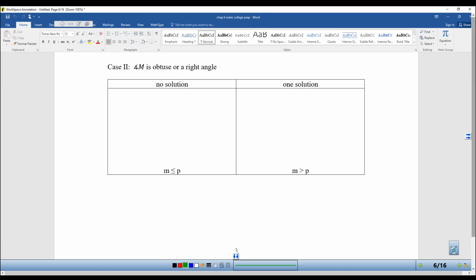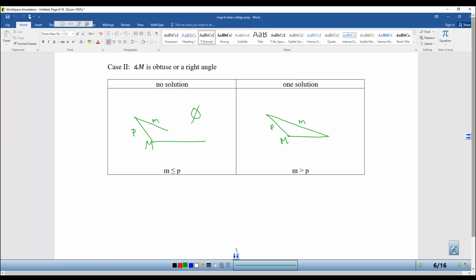The other two cases are if m is obtuse. So obtuse means larger than 90. Here's my angle m. And now if m is less than p, so here's my p and here's my m, it's so short it doesn't even reach the other side. But as long as, so if this is distance p, as long as distance m is longer than p, you're going to go ahead and you're going to have one solution.